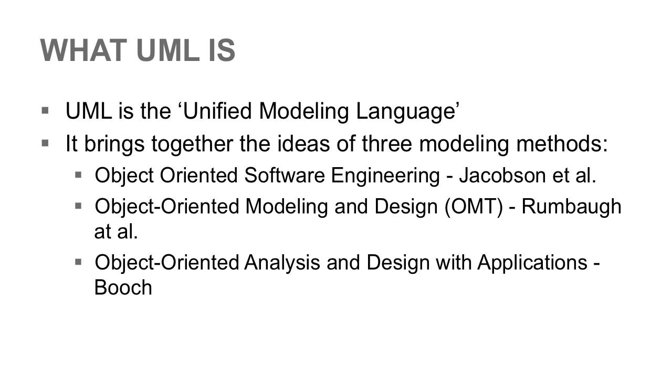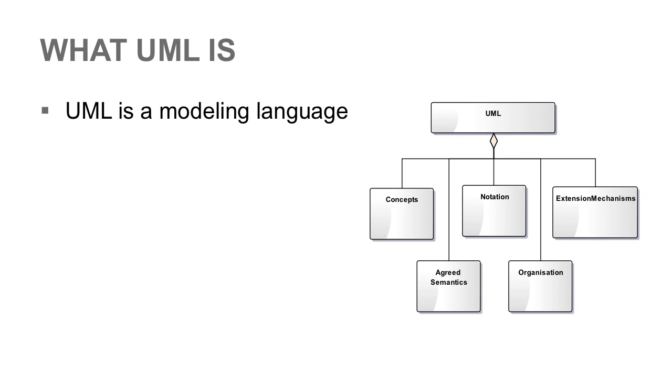The three originators were Ivar Jakobsen, James Rumbaugh and Grady Booch, each of whom had published a book, in some cases with other authors, proposing their notation. UML is a modelling language. You can use it to produce models of software systems.